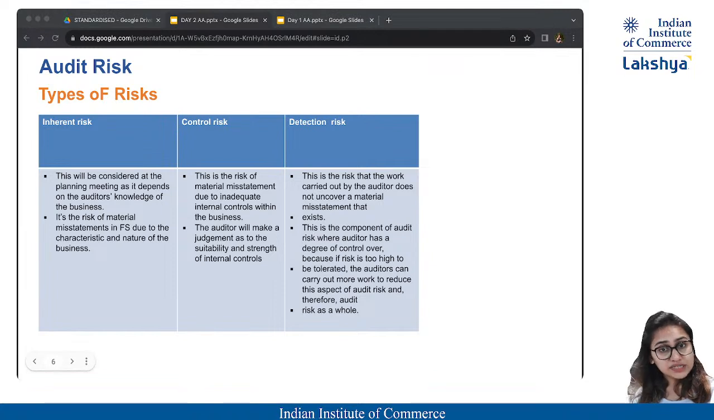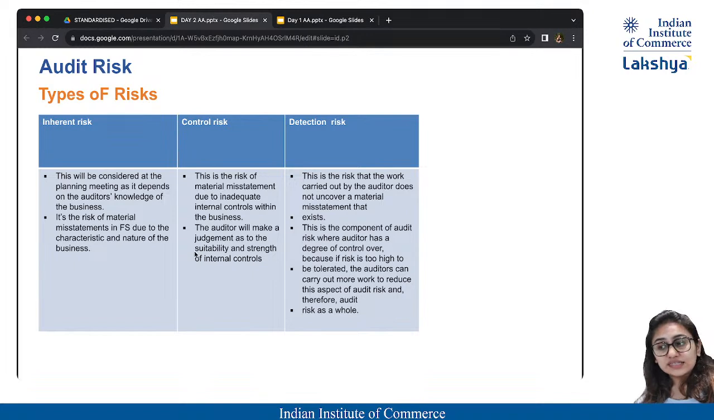There is a risk of material misstatement, but your controls cannot detect the risk, your controls cannot catch the risk. So there is a risk of material misstatement due to inadequate internal controls within the business. The auditor will make a judgment as to the suitability and strength of the internal controls, but your controls are not able to detect that risk. The controls are not able to catch that risk.